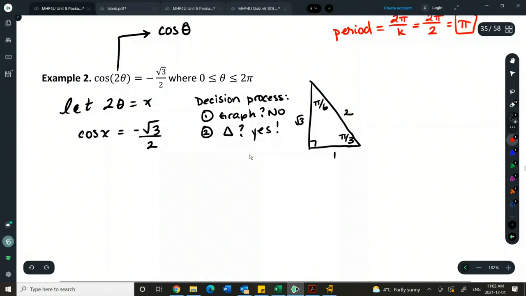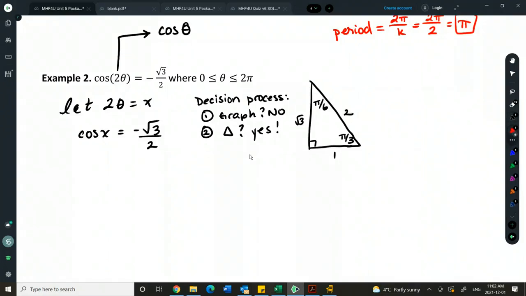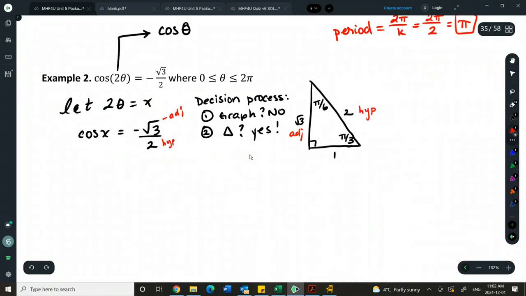And which angle, pi over 6 or pi over 3, is going to give us an adjacent over a hypotenuse of root 3 over 2? What makes this adjacent? Pi over 6. Okay, so our reference angle will be pi over 6.